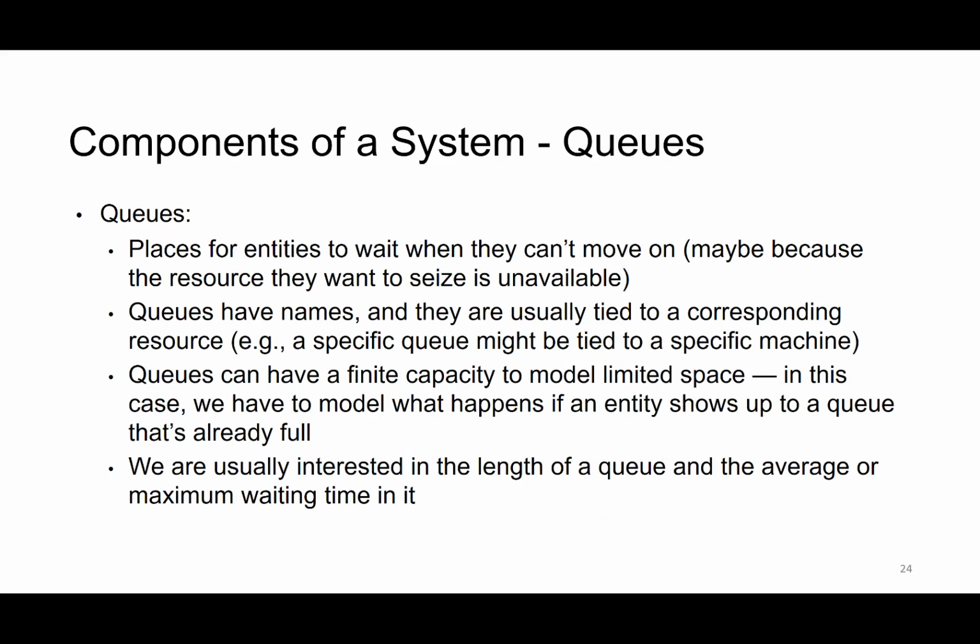Queues are places for entities to wait when they can't move on. Maybe because they have a resource that they are waiting on, or because they can't get to a particular end. Queues have names, and they are usually tied to a corresponding resource. Queues can have a finite capacity to model limited space. In this instance, we have to model what happens if an entity shows up to a queue that's already full. We are usually interested in the length of the queue and the average and maximum waiting time in it.